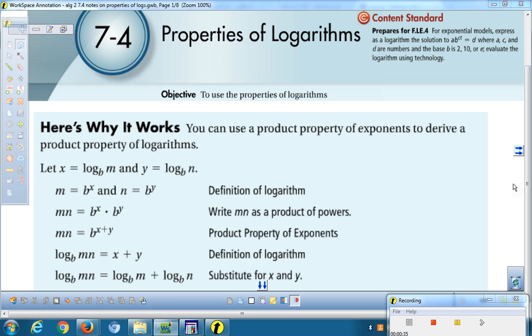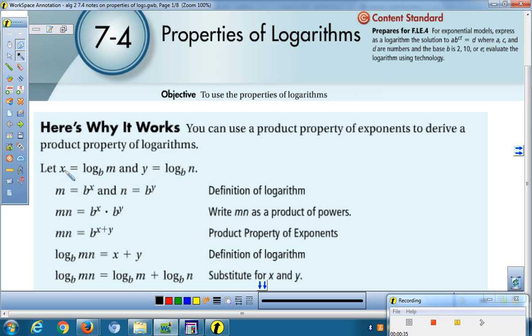Okay, so what I have here is an explanation of the first property that we come to. You don't have to write this, let's just talk through it. We have two logs given to us, x equals log base b of m, and y equals log base b of n. So two different logs, and the first thing we can do is change the form. Log base b of m equals x, the base is b, the exponent is x, so we get b to the x equals m, and over here we get b to the y equals n. So we get those two things.